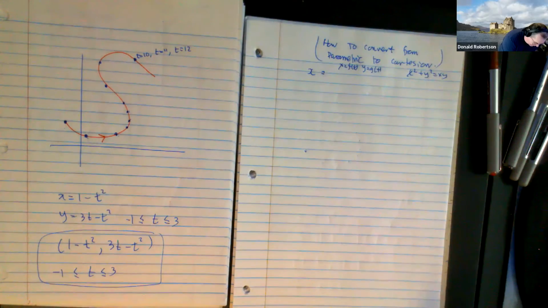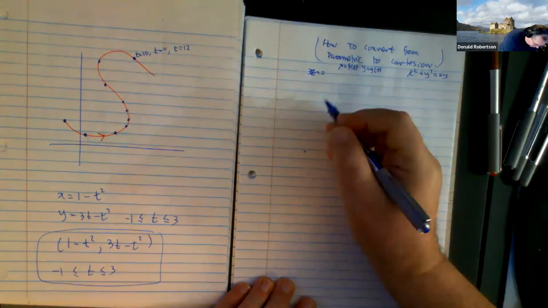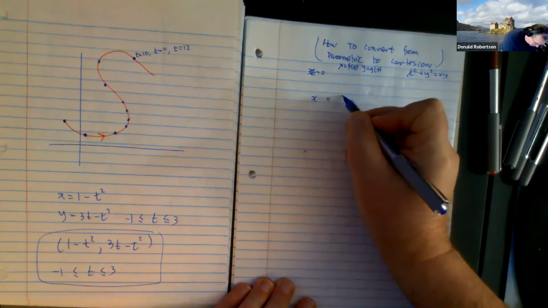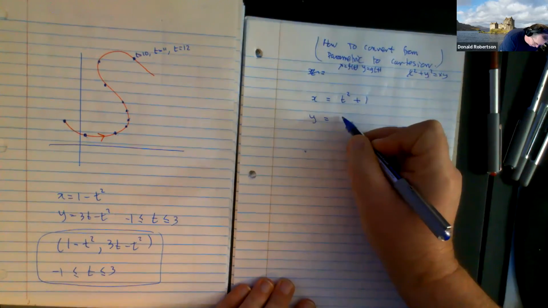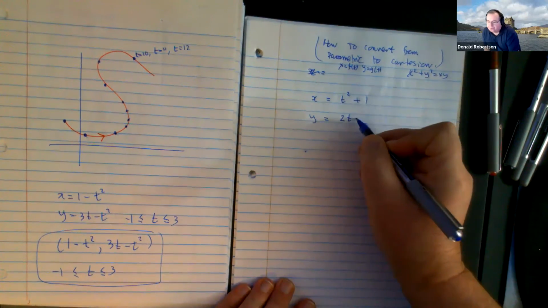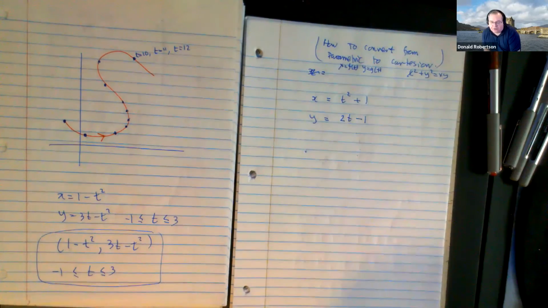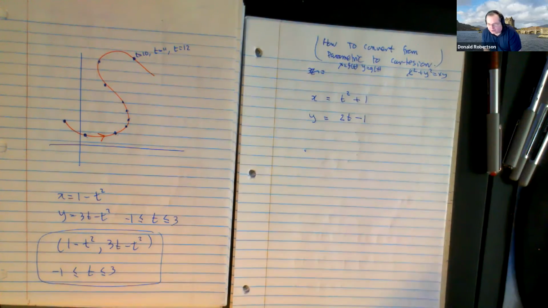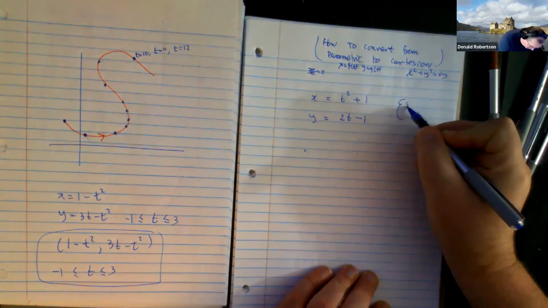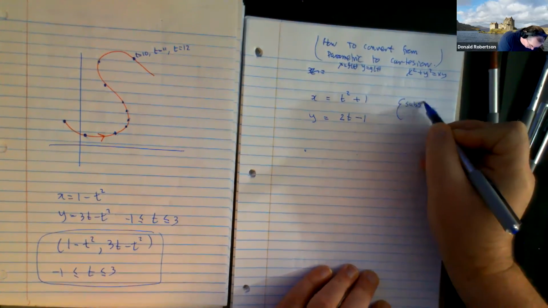So let's suppose I tell you that x is t squared plus 1, and that y is 2t minus 1. The technique that you're going to use to change this parametric into Cartesian depends on the information, because there are different techniques for different algebraic situations. One of the most common techniques we're going to use is reference substitution.